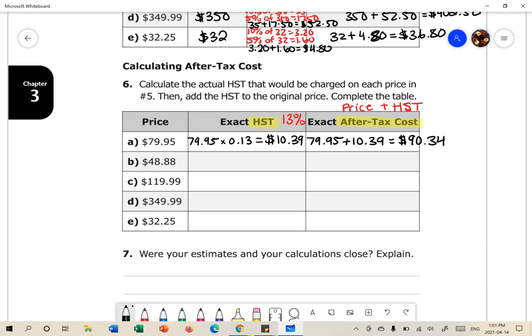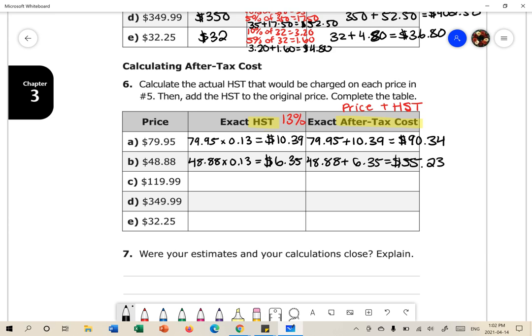Next, 48.88 times 0.13 is equal to $6.35. So the exact after-tax cost would be $48.88 plus $6.35, which is equal to $55.23.